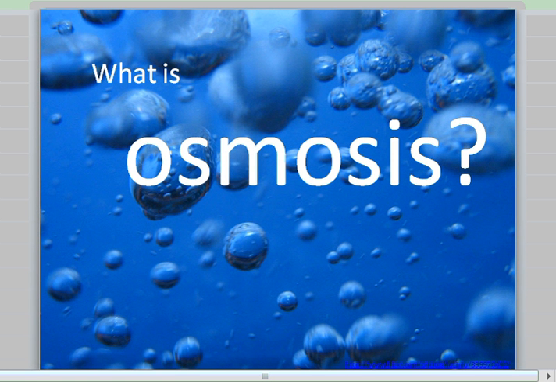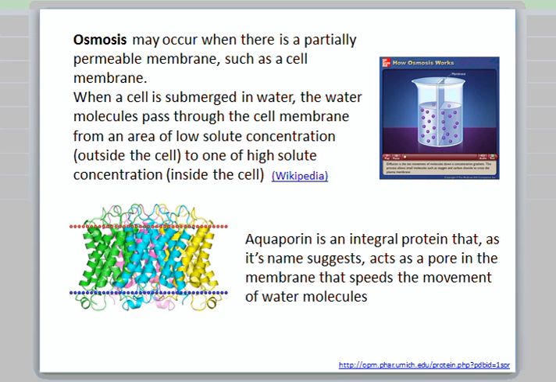Moving on from diffusion, we have osmosis, and osmosis is the movement of water. Okay, so osmosis is the movement of water. Diffusion was the movement of particles. Osmosis is the movement of water from areas of low solute concentration to areas of high solute concentration.